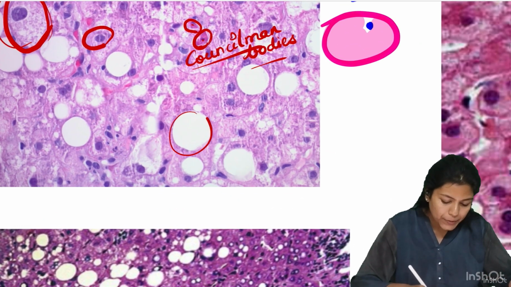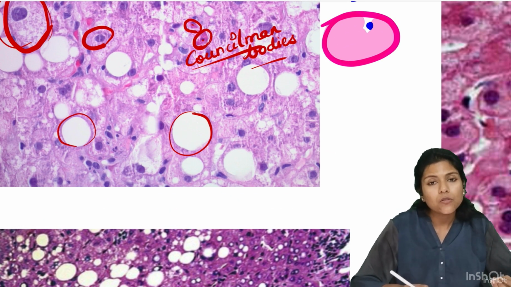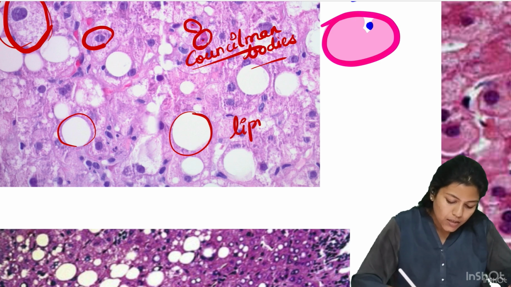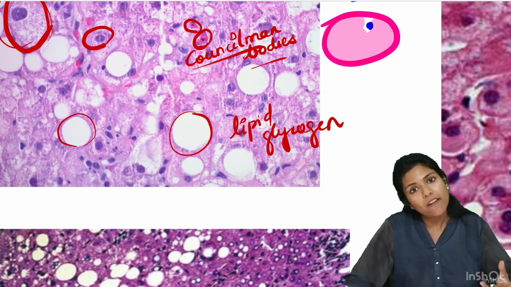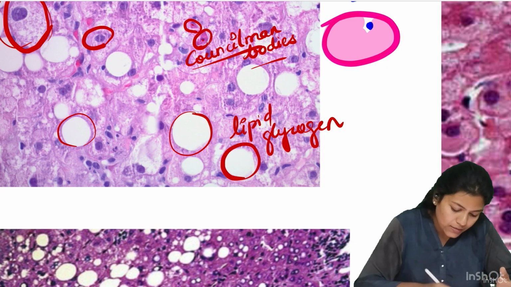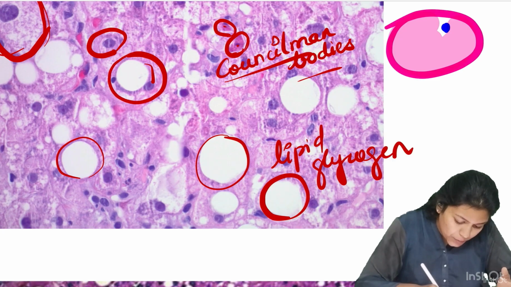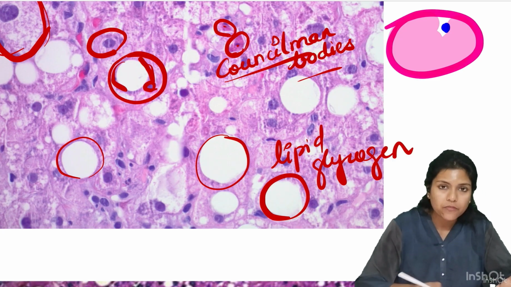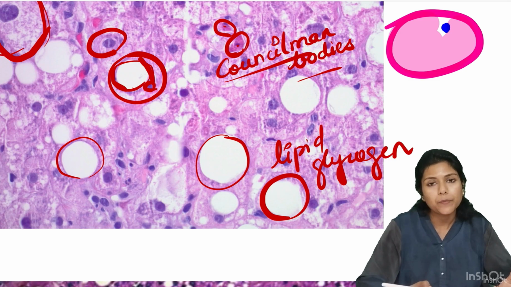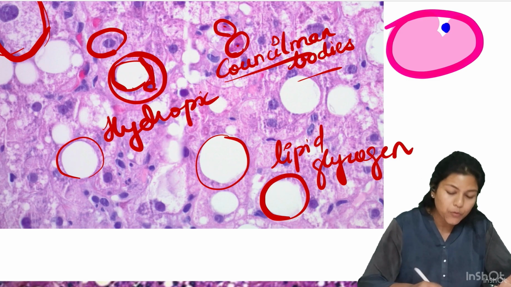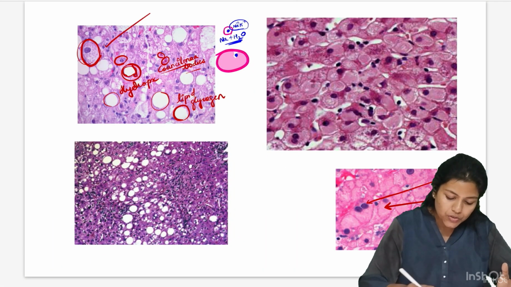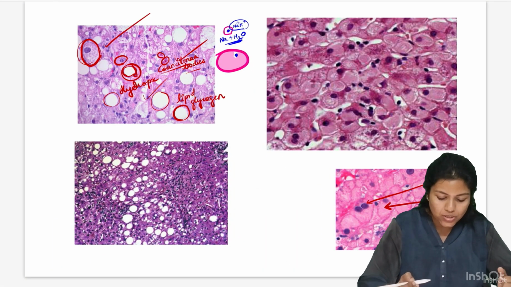Also, these droplets, these empty spaces, are nothing but droplets of lipid and glycogen. Because of inflammation, the hepatocytes are impaired, so glycogen metabolism and lipid metabolism are impaired, and they are stored as vacuoles within the hepatocytes. In this hepatocyte, the cytoplasm and nucleus are pushed to the periphery, and in the center we have a large droplet of lipid or glycogen. This is called a hydropic change. So we have studied the ballooning degeneration, Councilman bodies, and the hydropic change here.